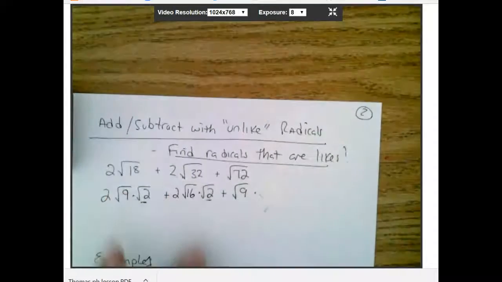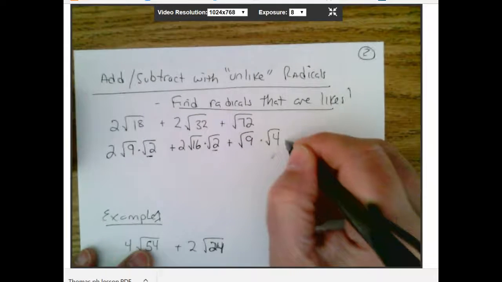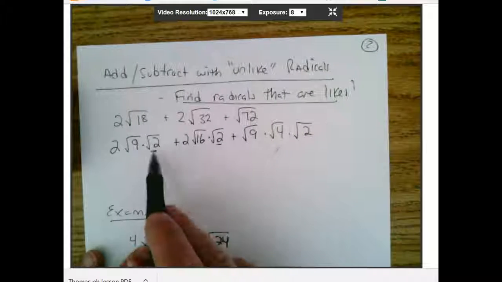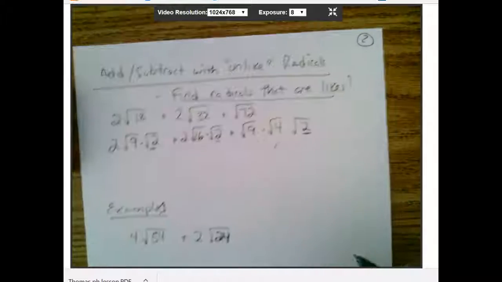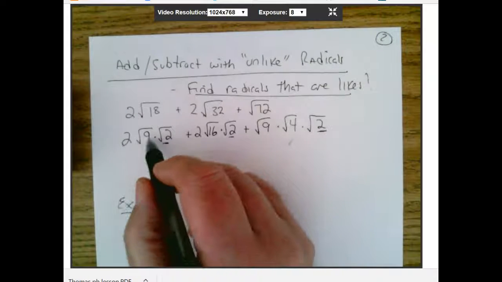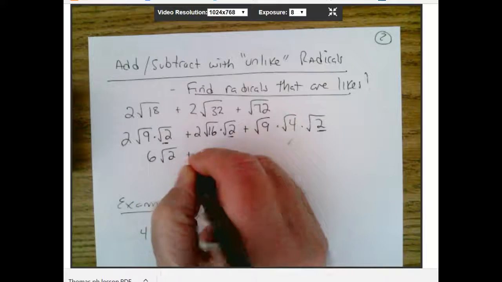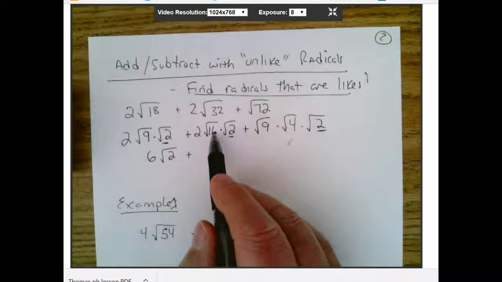And we'll just do times the square root of 4 times the square root of 2. And it kind of guides us because we're trying to get to that square root of that, right? So here we have 2 times the square root of 9. 2 times 3 is 6. Square root of 2 plus square root of 16 is 4.